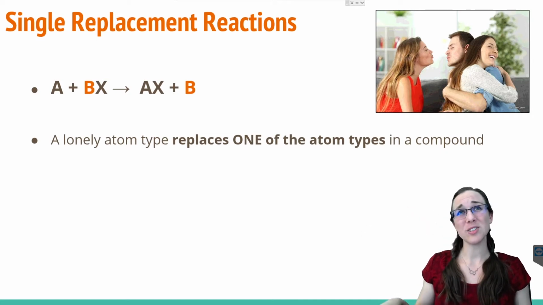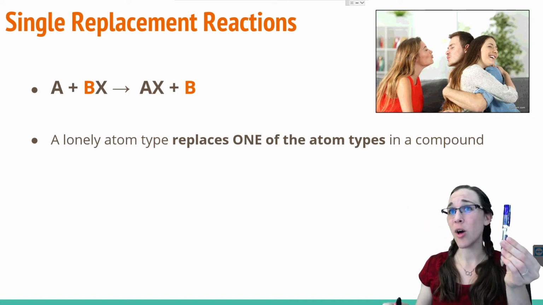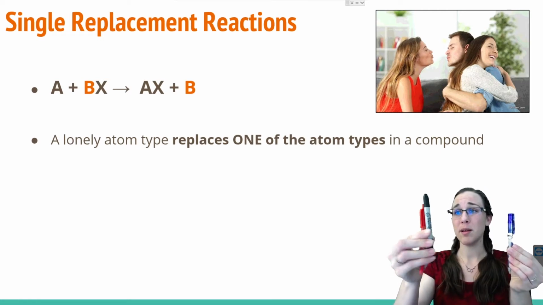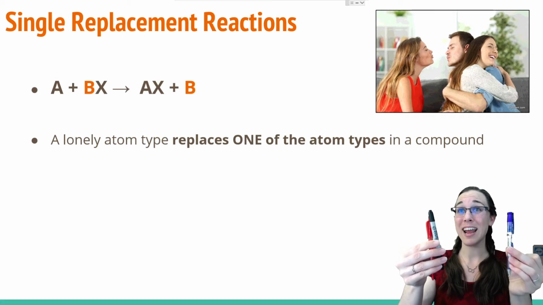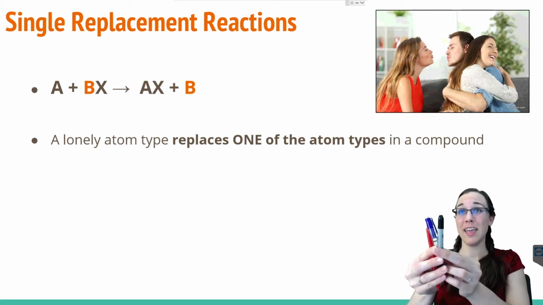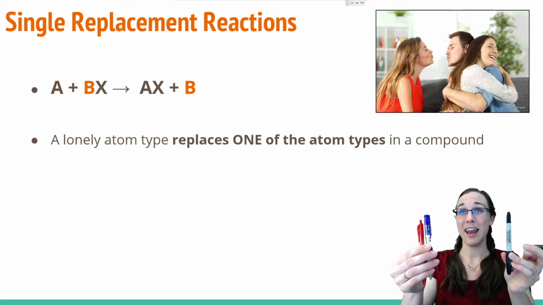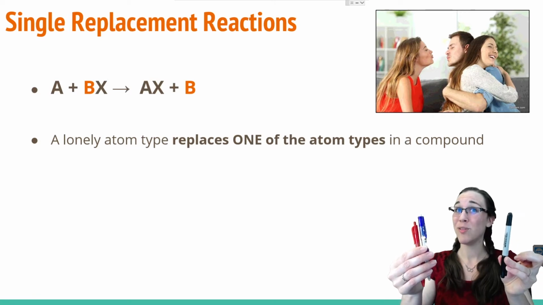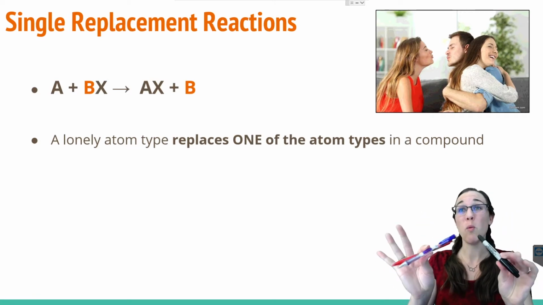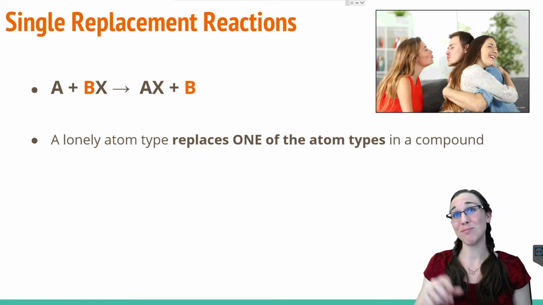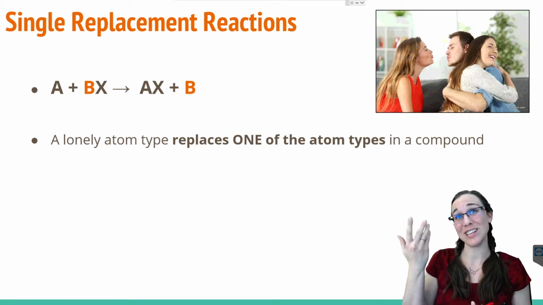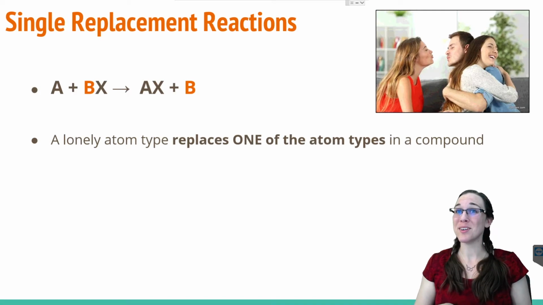So you can kind of visualize this as well as there's a lonely atom, there's a pair of bonded atoms together to make a molecule, and this guy is going to boot out the Sharpie and bond now and have the Sharpie be by itself. So it's kind of a single replacement. One of the pens is replaced, one of the atoms is replaced, or one of the partners is replaced in a relationship to make a new compound.